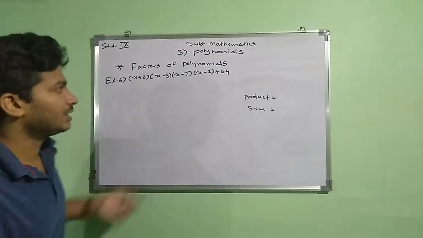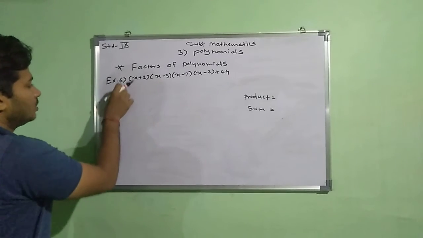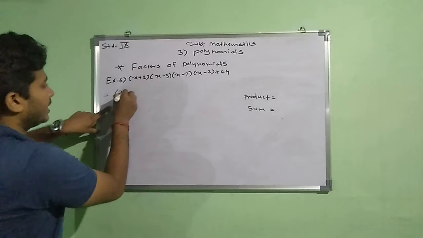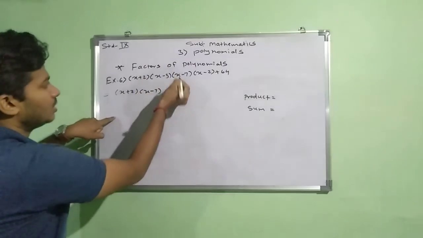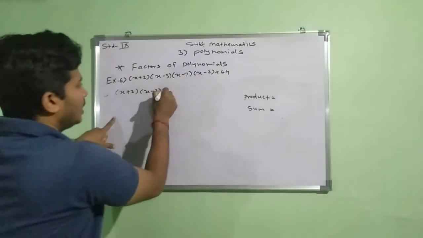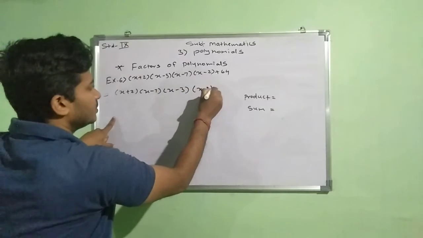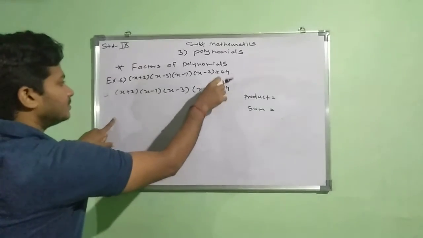This is another example. Again we have to find the factors of the given polynomial. Now in this problem we will do some kind of modification. So with x + 2, we will write the x - 7 term, that is the third term, and with x - 3 we will write x - 2, that means the second last term, plus 64 as it is. Now we will multiply that.